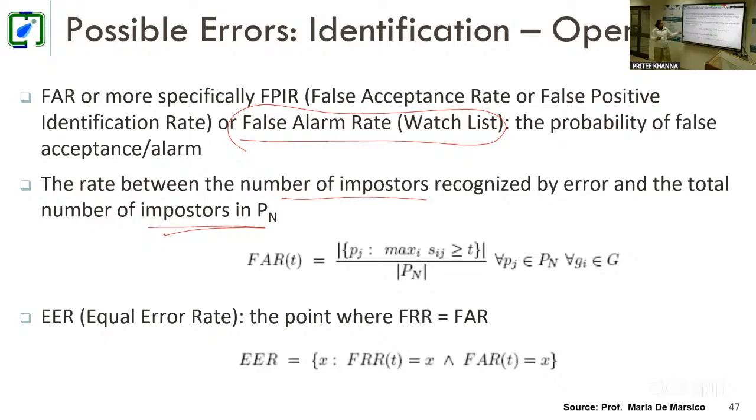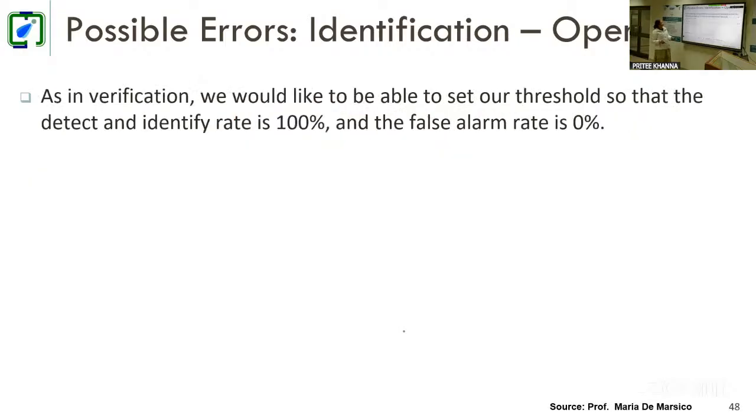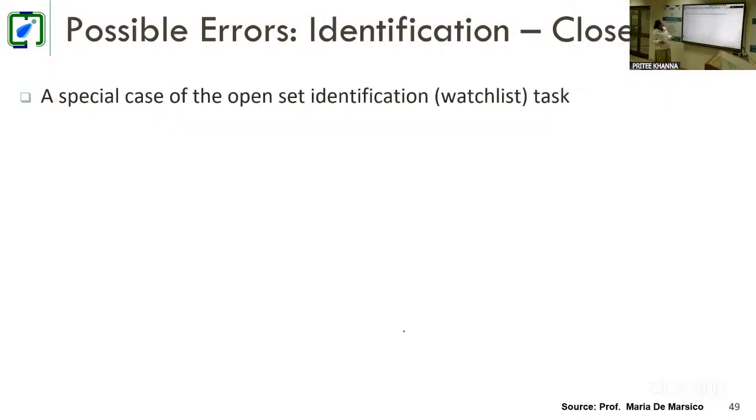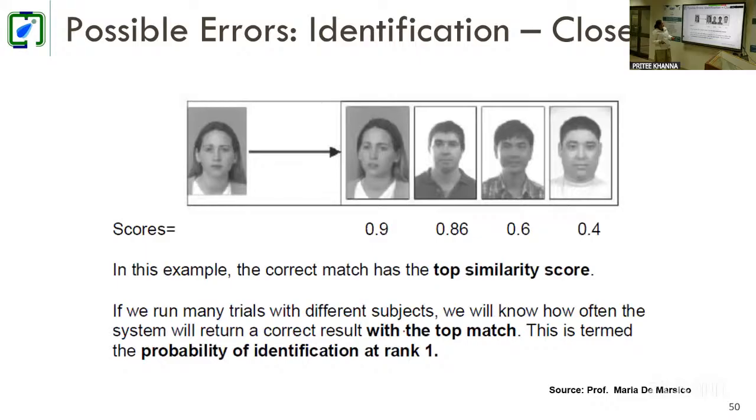So here again, what is the equal error rate? The point where FAR and FRR are equal. That is the same; the definition of EER is not going to change, whether it is verification or identification. Here again you can see the top one. If rank 1, the correct match is the top similarity, the top match. Here you will say the probability of identification at rank, like we are talking about rank K.